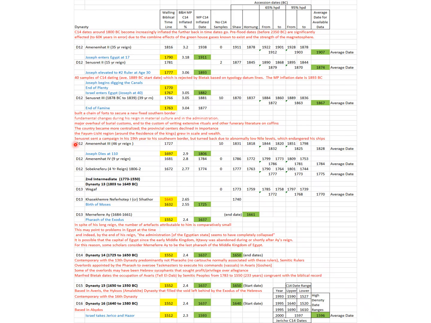Okay. All right. So Joseph dies at 110 years old in 1697, and at about this time the 13th dynasty arises. And the Bible says this is a period where a pharaoh arose that did not know Joseph. So it was right here at this timing, the 12th dynasty coming to an end, the 13th dynasty arising. Okay, very interesting.